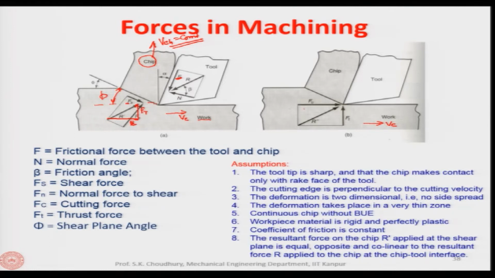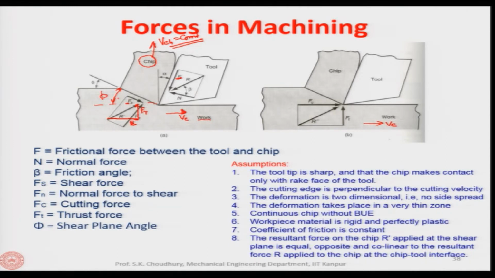So, Fc, since it is parallel to the cutting velocity vector, is called the cutting force, because this is responsible for the power consumption, as I said, the product of Fc and Vc is the power. So, Fc, which is parallel to Vc, is the cutting force, and perpendicular to Fc, this is the thrust force. So, then we have the 6 force components: friction force, normal force, shear force, normal to shear force, cutting force and thrust force.